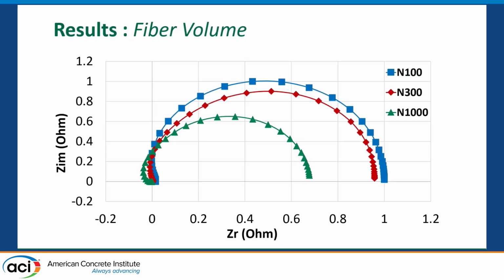So now for the results. This figure represents a Nyquist plot, and it shows the response of the imaginary impedance versus the real impedance, ranging from low frequency to high frequency. We are seeing that the loop keeps decreasing as we increase the number of fibers, which is happening due to the high electrical conductivity of steel fibers, leading to the decrease in impedance or resistance.